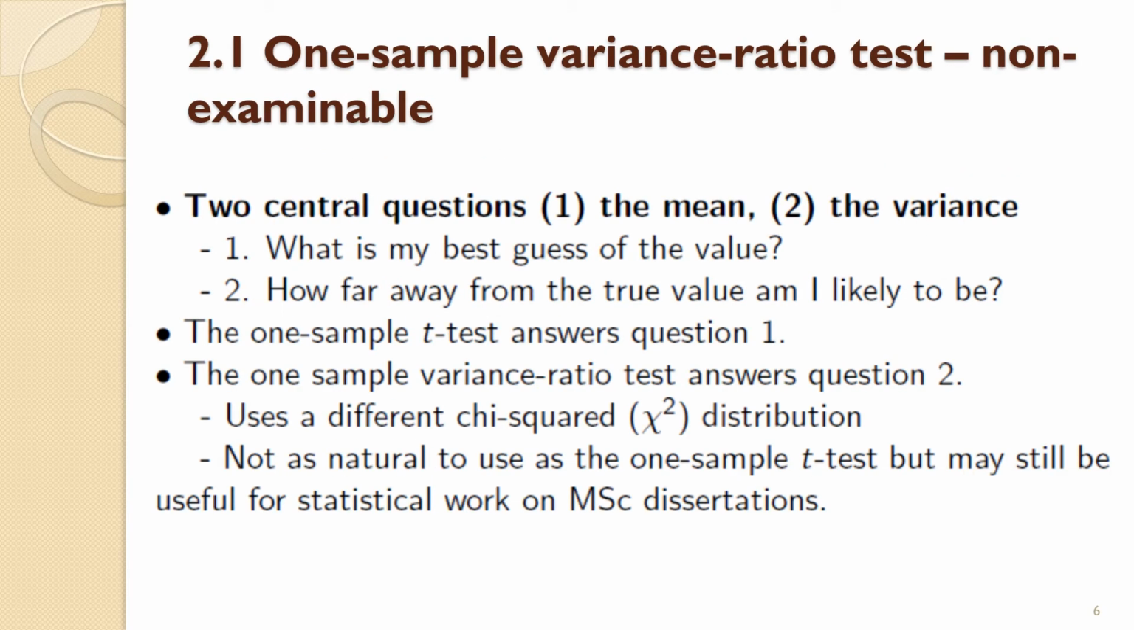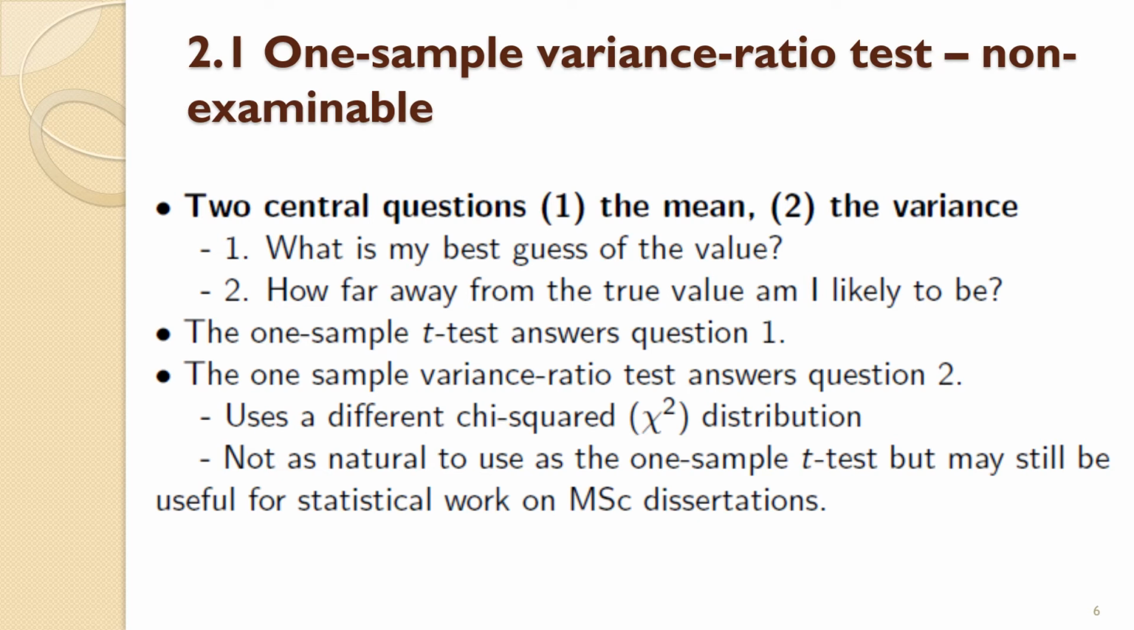So in terms of the one sample variance ratio test then, there are two central questions in statistics for a generic data set as we've seen. These are the location and the spread, and the easiest way to transfer these into directly usable statistical quantities is looking at the mean to measure the location and the variance to measure the dispersion or spread. So the first question is, what is my best guess of the value? The second question asks, how far away from the true value am I likely to be?